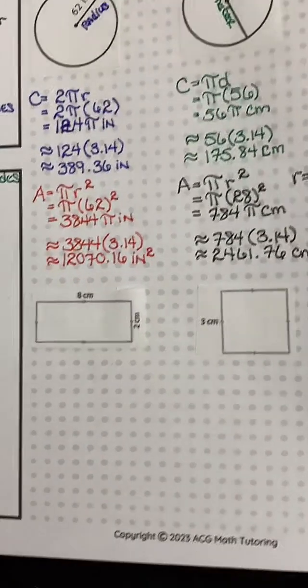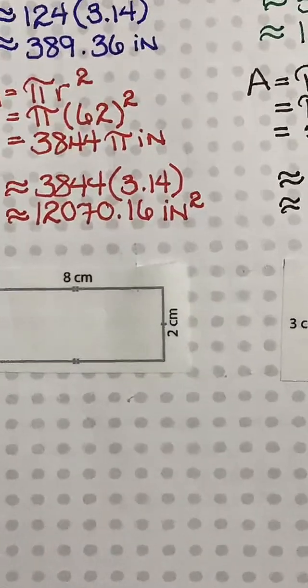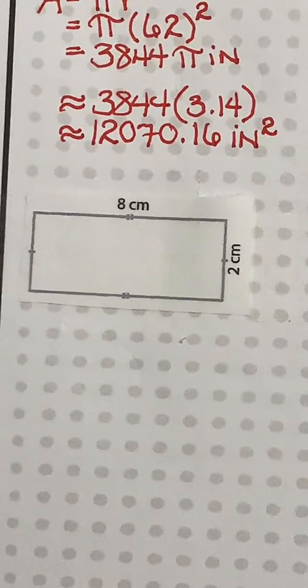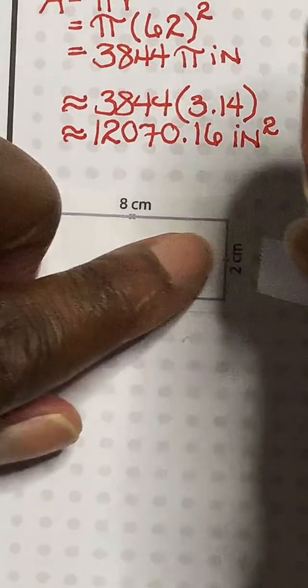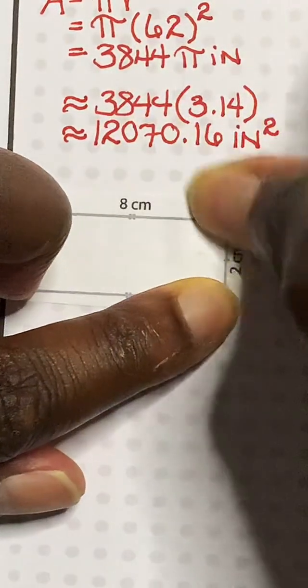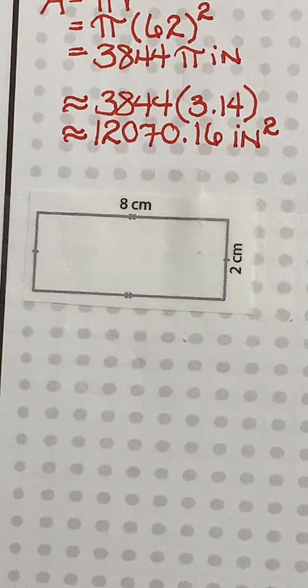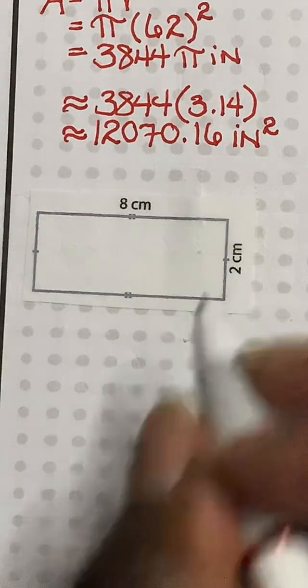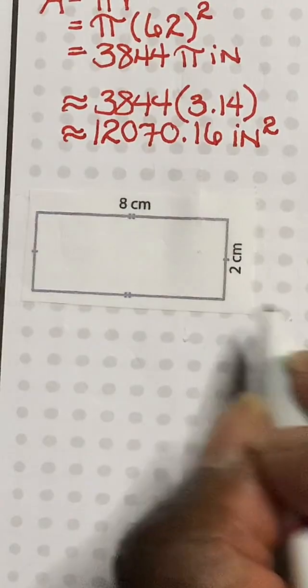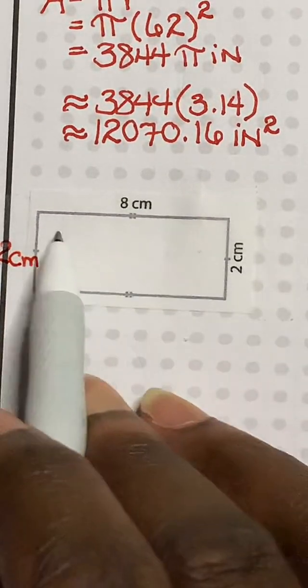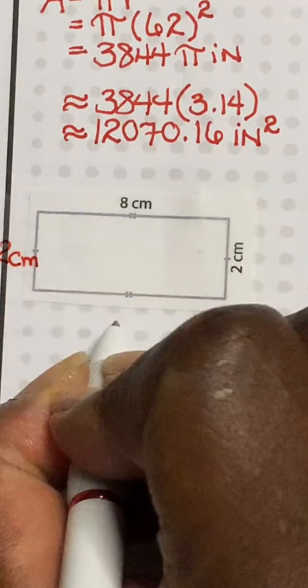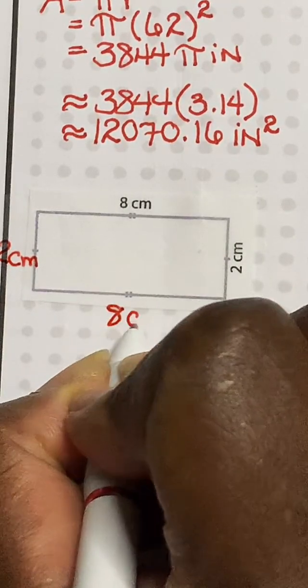Now we're going to look at rectangles and squares. So for my rectangle, what we know is we have two sides that are of equal length and another set of sides that are equal length. So in this case, this is saying this is 2 centimeters. Guess what? Over here is also 2 centimeters. They're saying up here is 8 centimeters. Guess what? Down here is 8 centimeters.